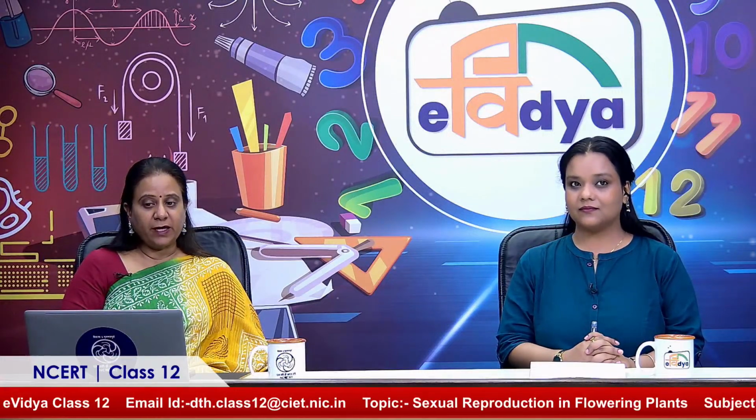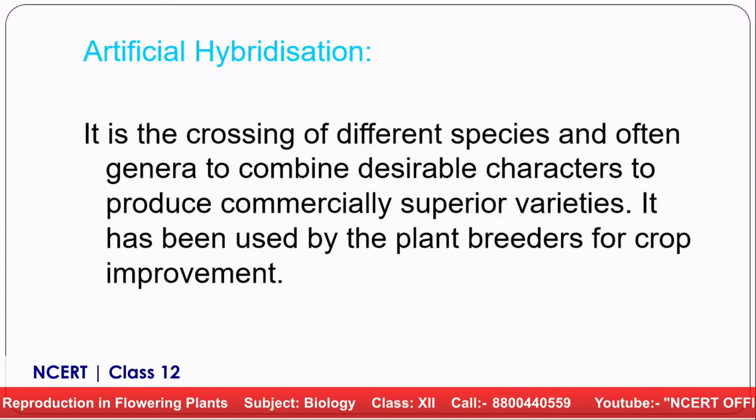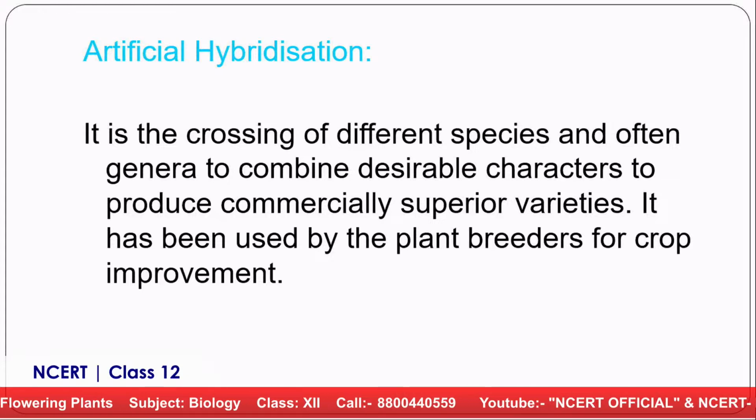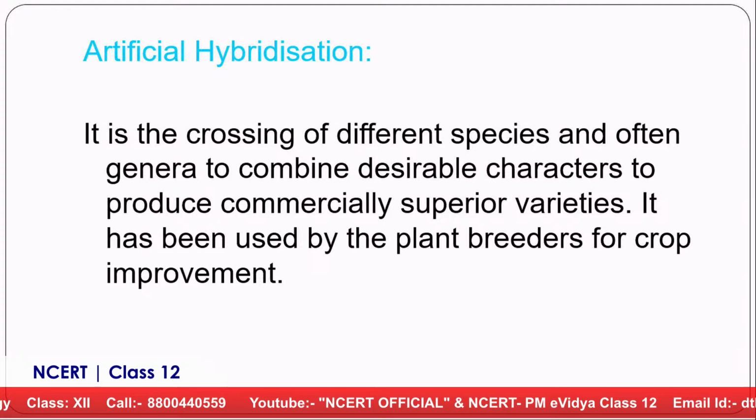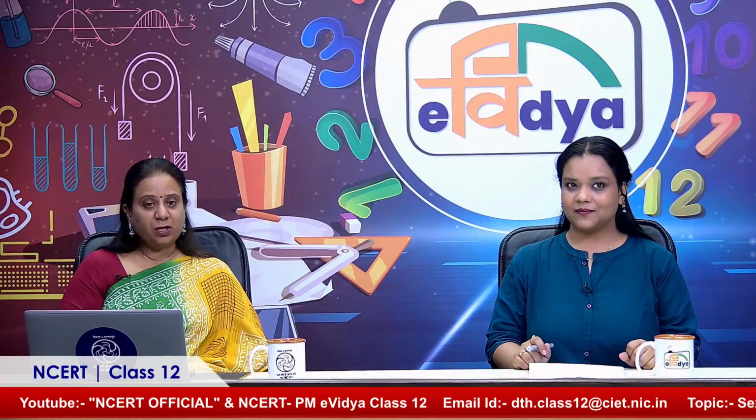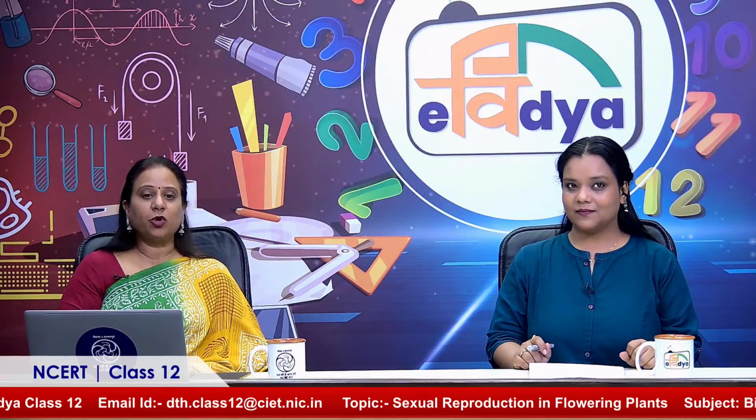So it is the crossing of different species and often genera to combine desirable characters to produce commercially superior varieties. Our target is to make better varieties, superior quality varieties, so we carry out artificial hybridization. And it has been used by plant breeders for crop improvement. Nowadays, ma'am, artificial hybridization is very common because commercially we need better and superior varieties, meaning we have to work on both quality and quantity. So plant breeders use this technique for crop improvement.